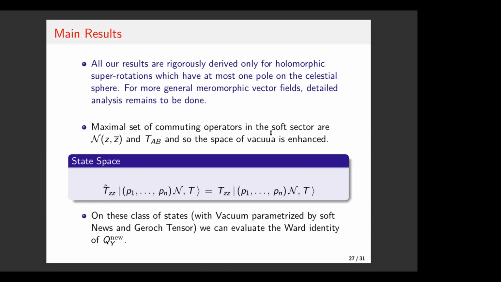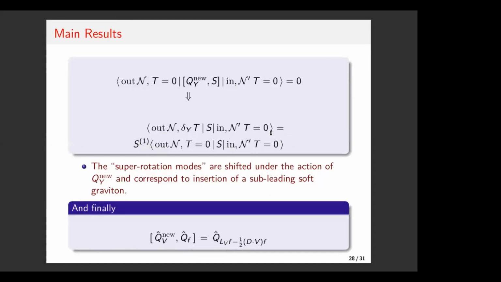And now in this class of states, which have the superrotation and the supertranslation data, we can evaluate the Ward identity of the new superrotation charge. So first, of course, we have to check that the leading Ward identity is not changed.